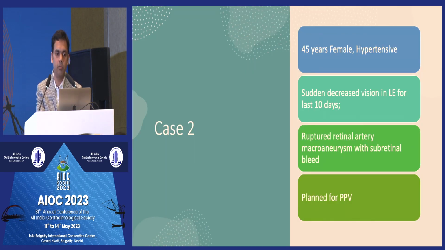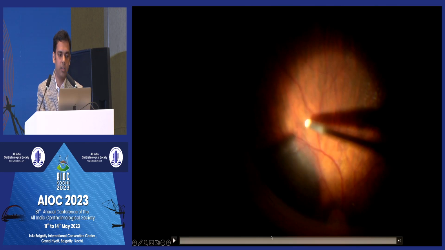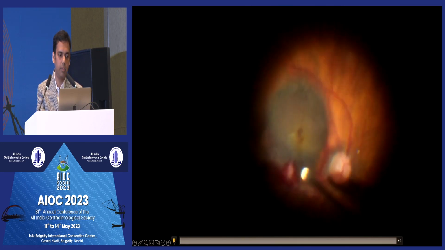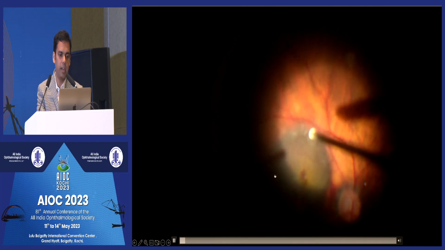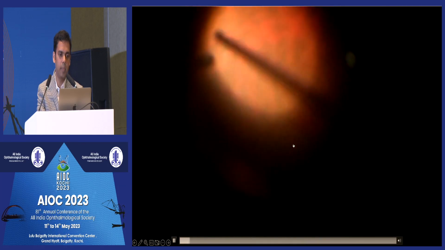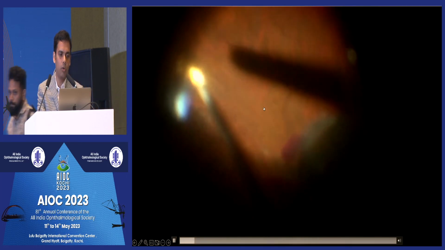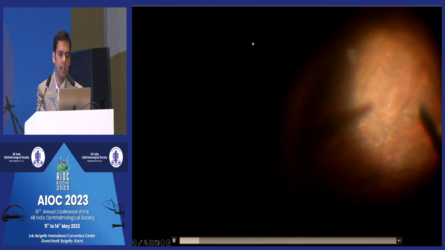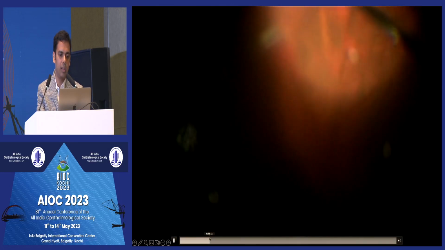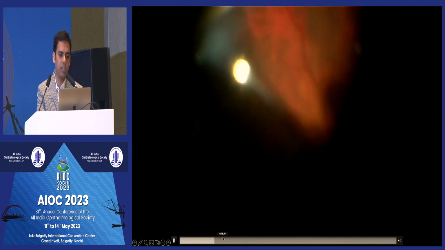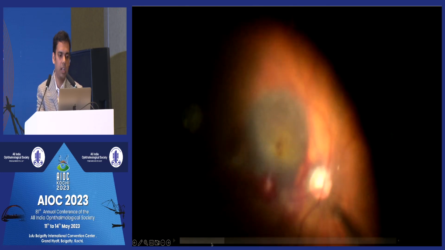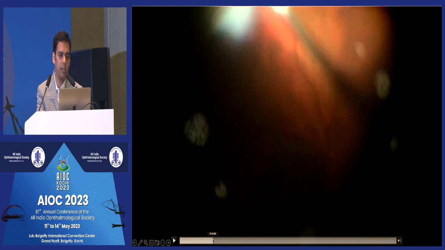The second case was a 45-year-old hypertensive female. She had sudden decreased vision in the left eye for 10 days, and it was a case of ruptured retinal arterial macroaneurysm, and you can see the subretinal bleed. After core vitrectomy was done, suddenly you can see at the inferotemporal quadrant, just beneath the infusion cannula, there is presence of choroidal detachment.